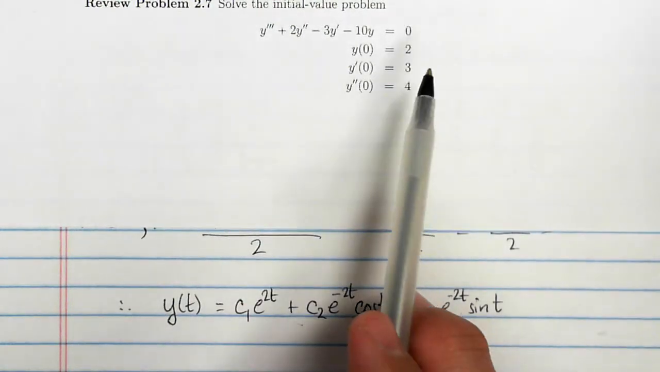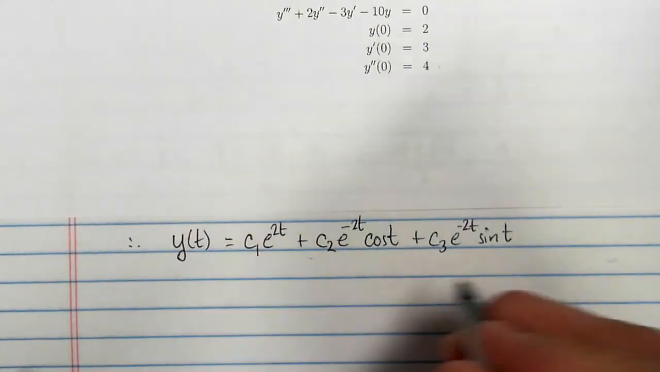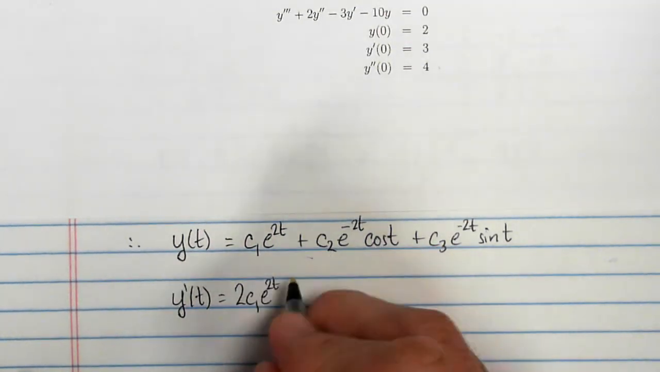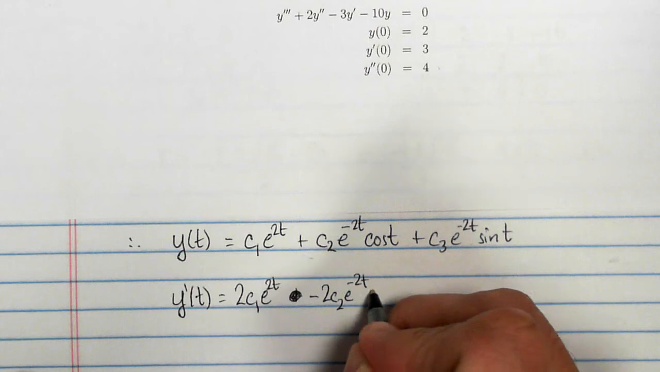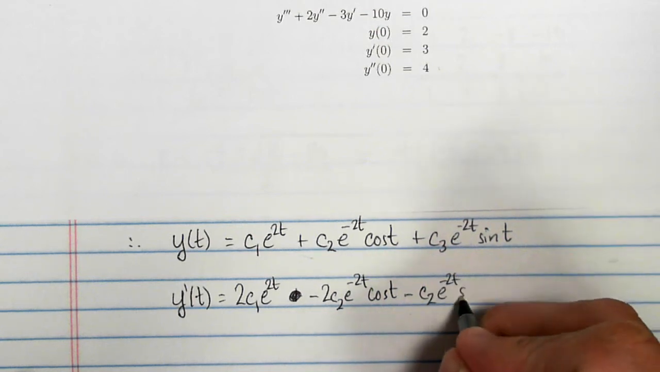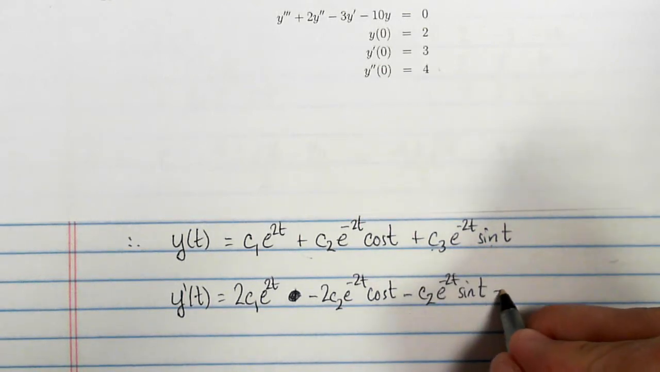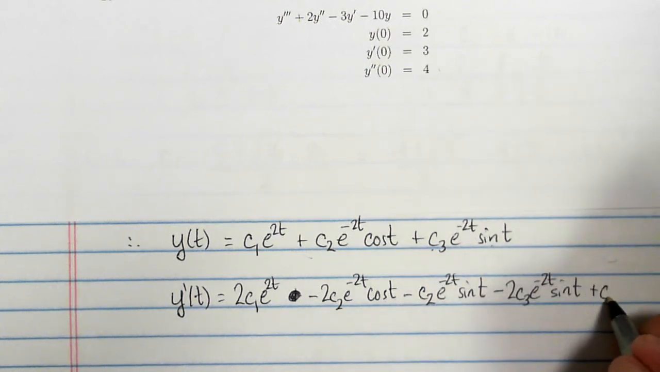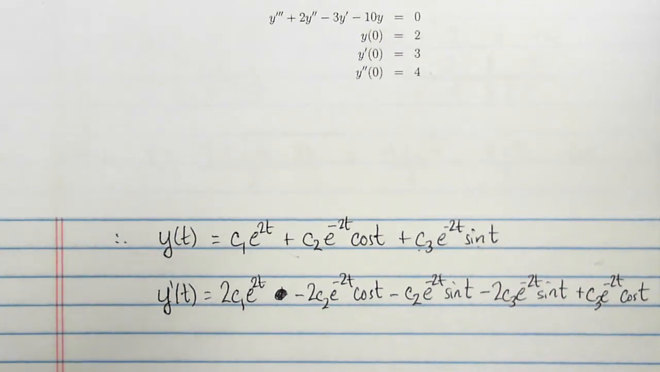y(0) = 2, y'(0) = 3, y''(0) = 4. So, no shortcut, we just have to figure out the first and second derivatives. y'(t) = 2c1 e^(2t) plus, okay, so derivative of the first will be -2c2 e^(-2t) cos t, plus the first times the derivative of the second will be -c2 e^(-2t) sin t. Now again, I take the derivative here. Derivative of the first will be -2c3 e^(-2t) sin t. Then plus the first times derivative of the second will be c3 e^(-2t) cos t.